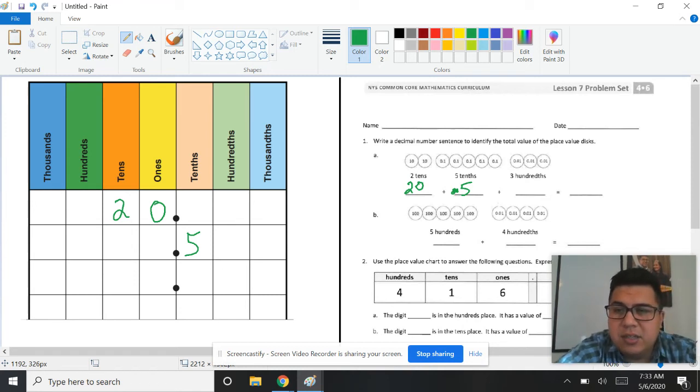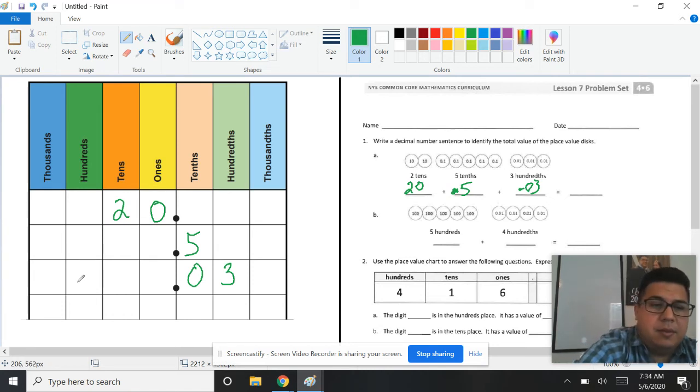Then the last one, it says 3 hundredths. So again, we're going to find our hundredths spot. We know this is tenths and this is hundredths. So we have 3 hundredths. A lot of times we put a zero because it's going to help us identify the decimal and its place value. So we could put a value or a zero there. And then these are our 3 digits, right? Let's put on here 0.03.